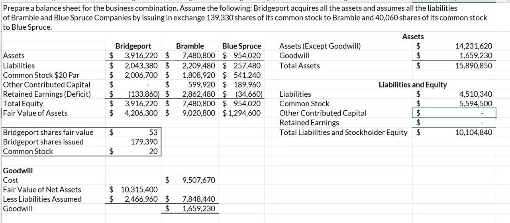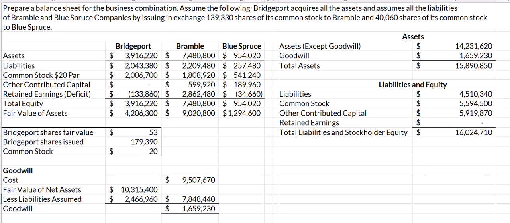Other contributed capital is going to be the difference between the fair value of the shares minus the par value. So that difference between fair value and par value times the number of shares issued. So other contributed capital is going to be shares issued times the difference between fair value and common stock.